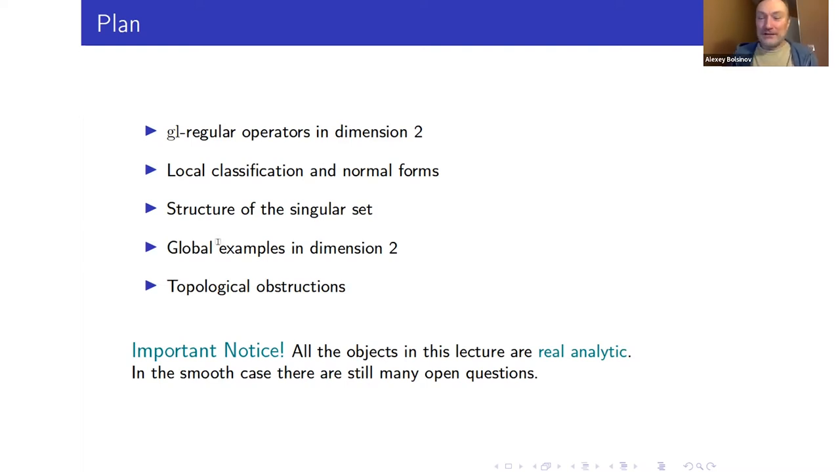these operators. One important remark: all the objects we are going to discuss today will be real analytic. And there are two reasons. First of all, if we relax this condition and only assume smoothness, then there will be more examples, for the very simple reason that, as you remember, singularities of smooth functions also can be very nasty, and that's a little bit different story.